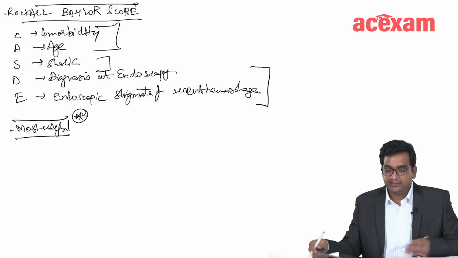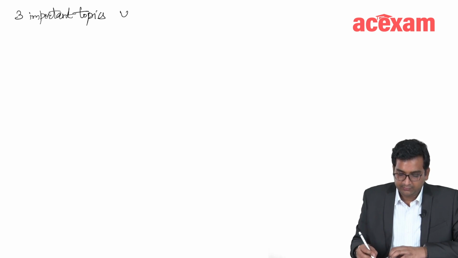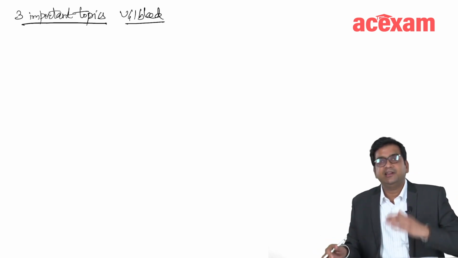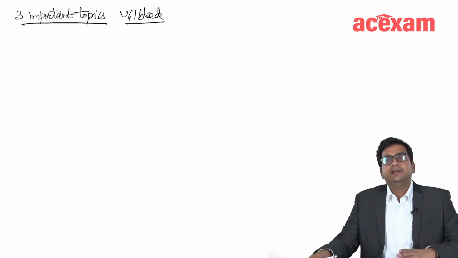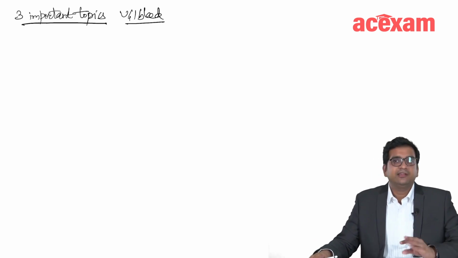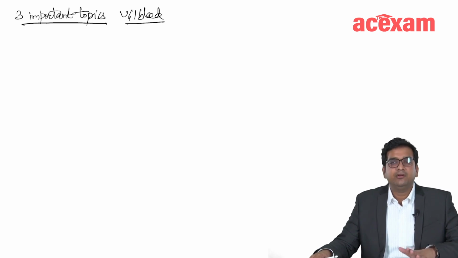Now there are three very important topics of upper GI bleed, frequently asked. Regarding the duodenal ulcer bleed, I have already told you the posterior one bleeds more, and the artery which is bleeding is the gastroduodenal artery. The gastric ulcer bleeds from the left gastric artery, which is less common than the duodenal ulcer. Most common is the duodenal ulcer. This we have already discussed.